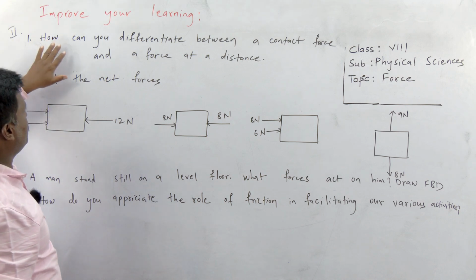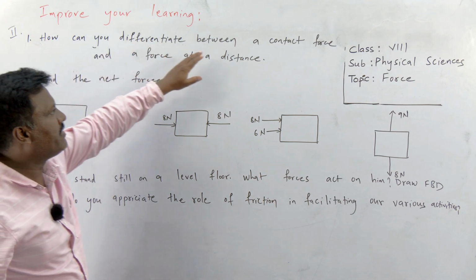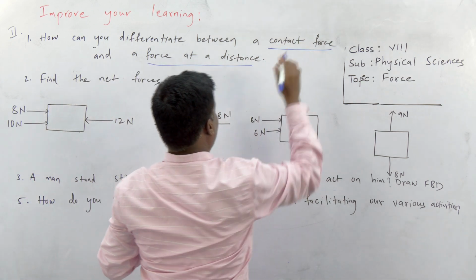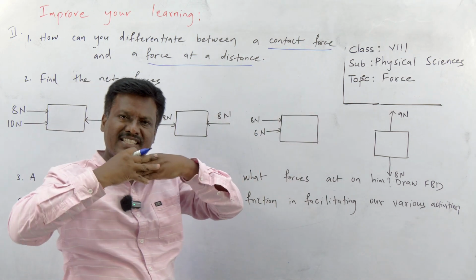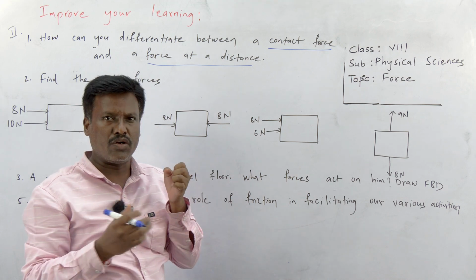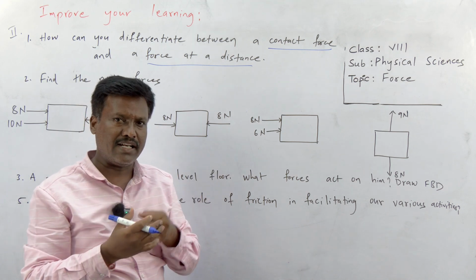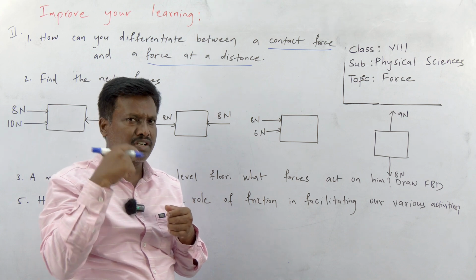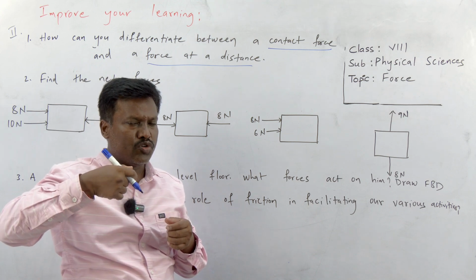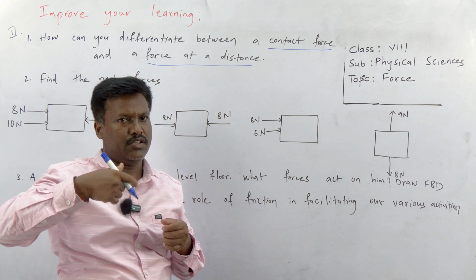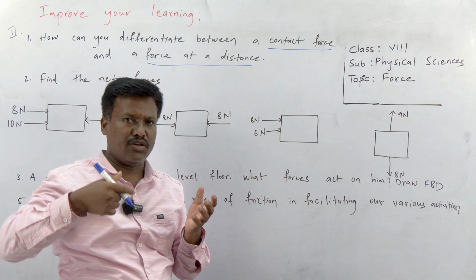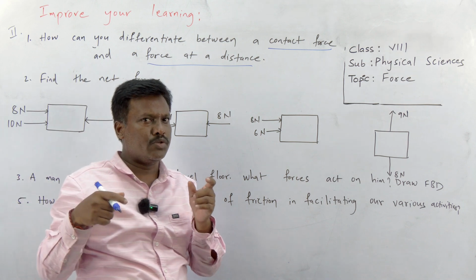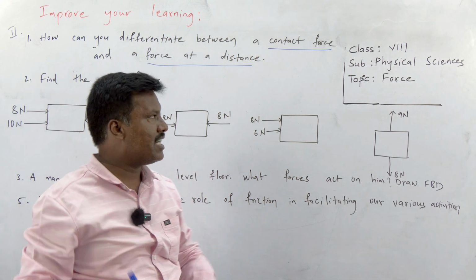Now applications of concept. How can you differentiate between a contact force and a force at a distance? So in contact force, two interacting bodies are physically in contact. For example, you are opening the door, your fingers and handle of the door are in contact. Whenever you want to brush your teeth, you have to apply force on the tube of the toothpaste. Then paste comes out. You are pressing with fingers, right? So fingers and toothpaste tube both are interacting bodies. So it is contact force.